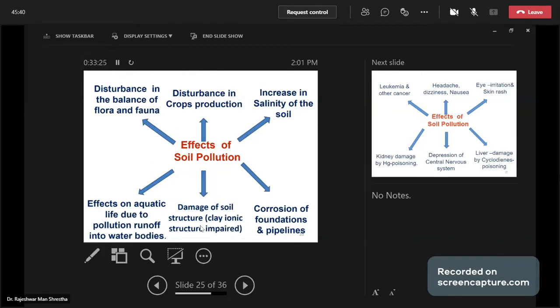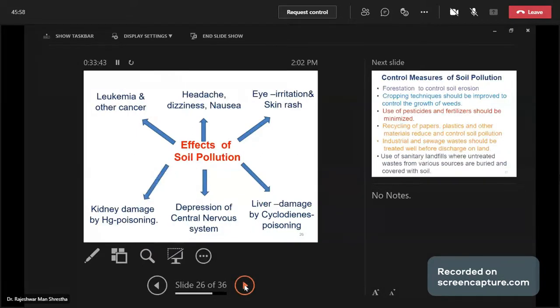And damage of soil structure. Soil structure damage happens, the ionic structure of clay is damaged, and there is corrosion of foundation and pipeline. If soil is polluted, that will cause corrosion of pipelines fitted underground. And next is leukemia. In case of leukemia and other cancer, in human beings, headache, nausea appear if we take the food grown in polluted soil; that type of effect will be observed.